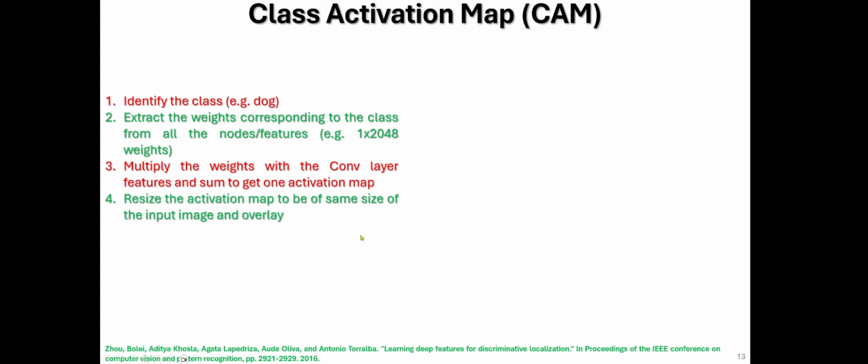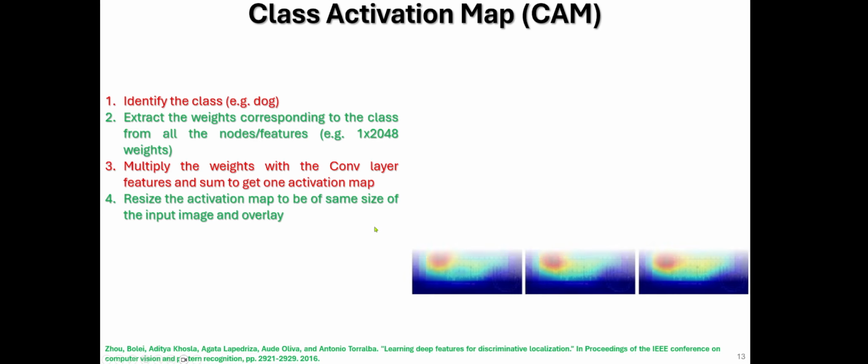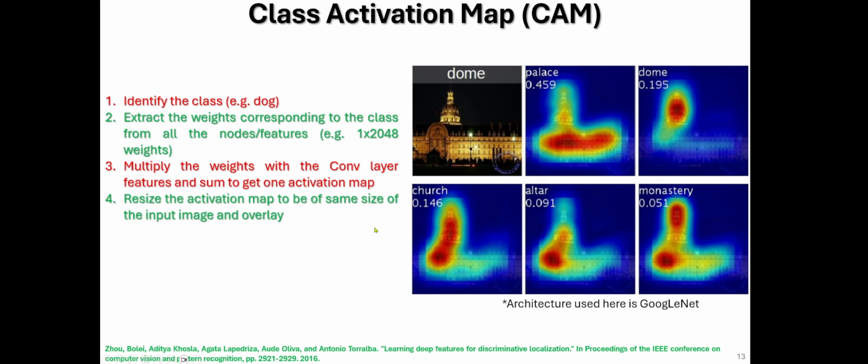And then you sum it up to get one activation map, but that map may be of lower dimension or lower resolution, like 7 cross 7. So you need to upsample it to the original image size so that you can overlay it on the image and see the result. So this is an interesting result presented in the original paper on class activation map.